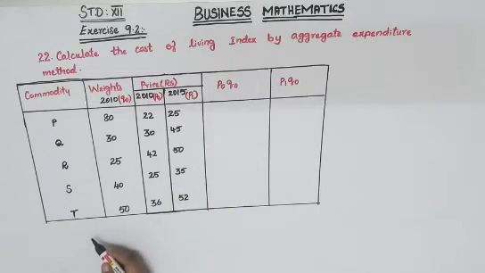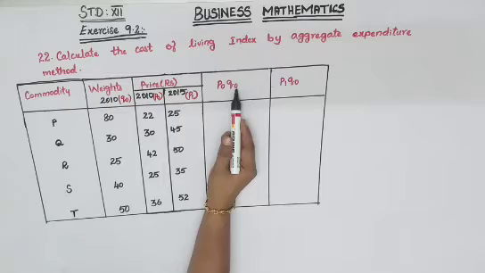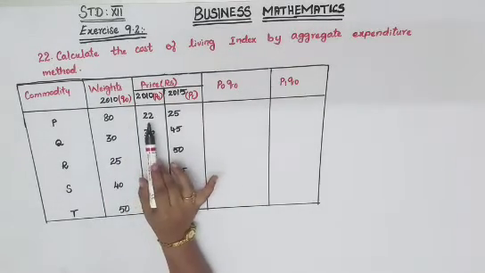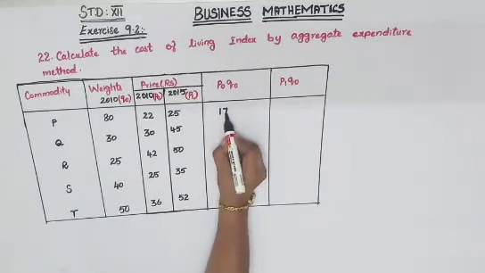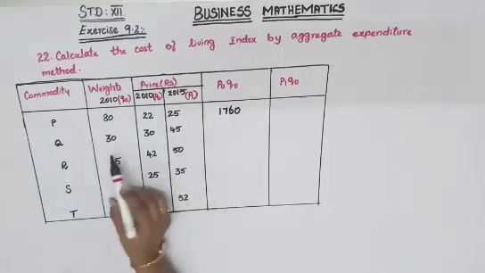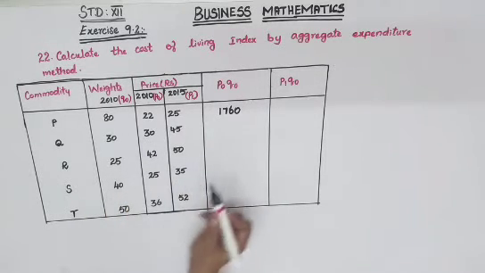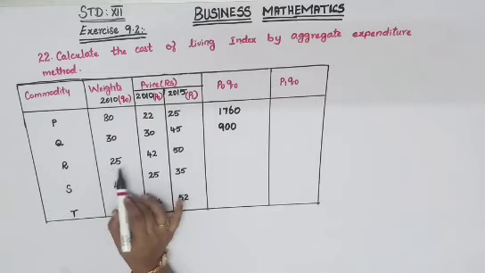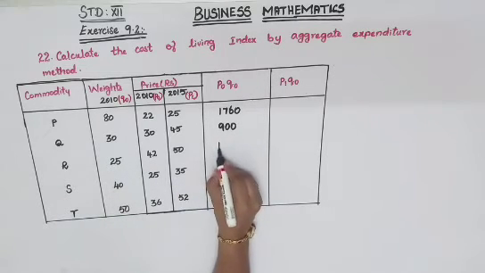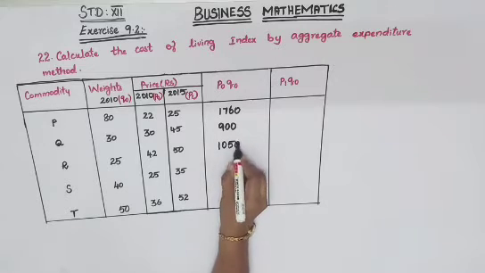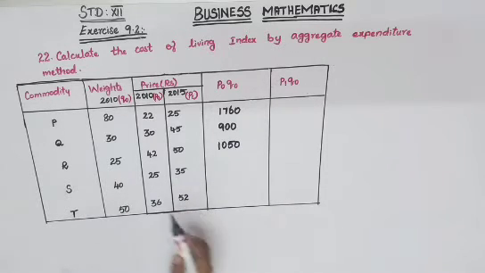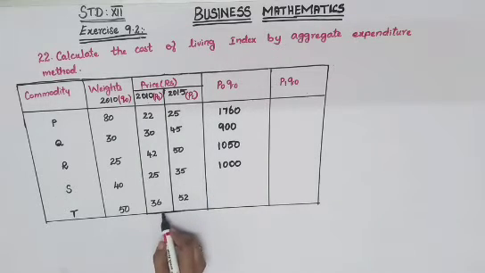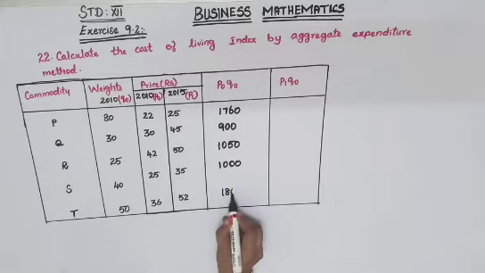So we'll just proceed. Just go for the multiplication. P0 Q0, so P0 and Q0 you have to multiply. 80 into 22 will get 1760. Next is 30 into 30, you will get 900. Again 25 into 42, you will get 1050. 40 into 25, you will get 1000. 50 into 36, you will get 1800.